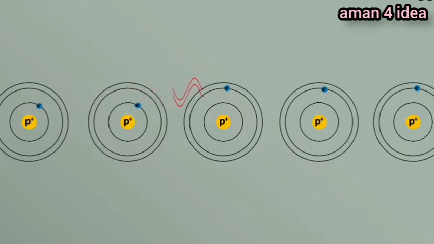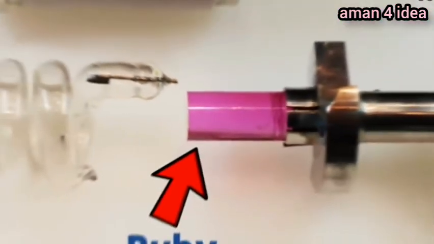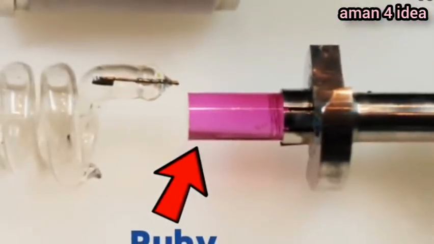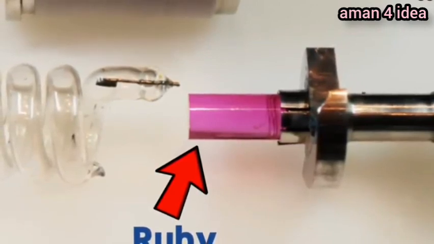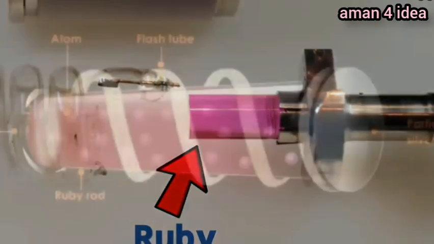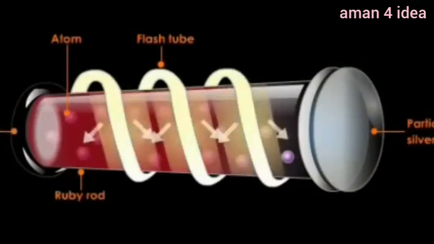Now a piece of ruby will have billions of atoms, so billions of photons will be emitted from billions of atoms, each having the same wavelength. Now a lot of photons will be emitted, but they will not have any specific direction. They will be emitted randomly in different directions. Two mirrors are placed on either side of the beam to direct the traveling photons.